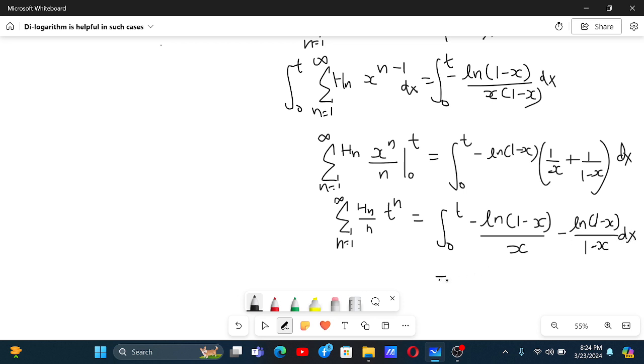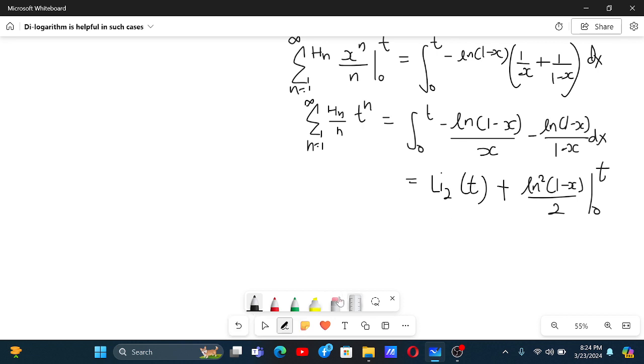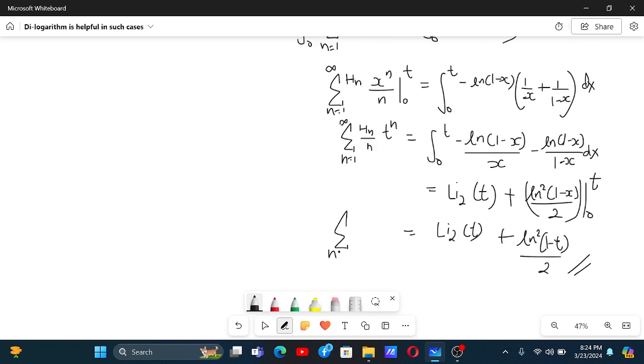dx. Now to integrate this is not too hard, because this one is just the definition of the Li_2 function. And over here, if you take ln of 1 minus x as y, minus 1 by 1 minus x dx will just be dy. So the answer will be ln square of 1 minus x by 2, that's y square by 2 basically, from 0 to t. Let's use the limit for this one only; the other one is already done. So we get Li_2 of t plus ln square of 1 minus t by 2, and ln square of 1 is 0. So this is the answer for the sum from n equals 1 to infinity of H_n by n times t to the power n.